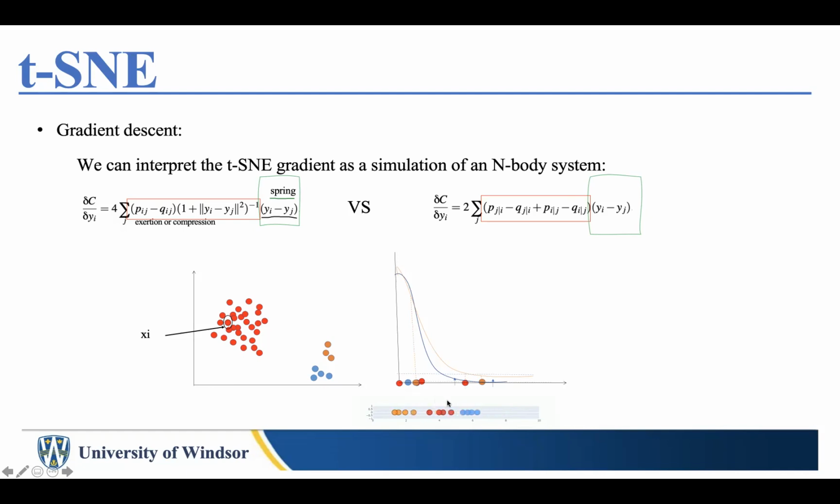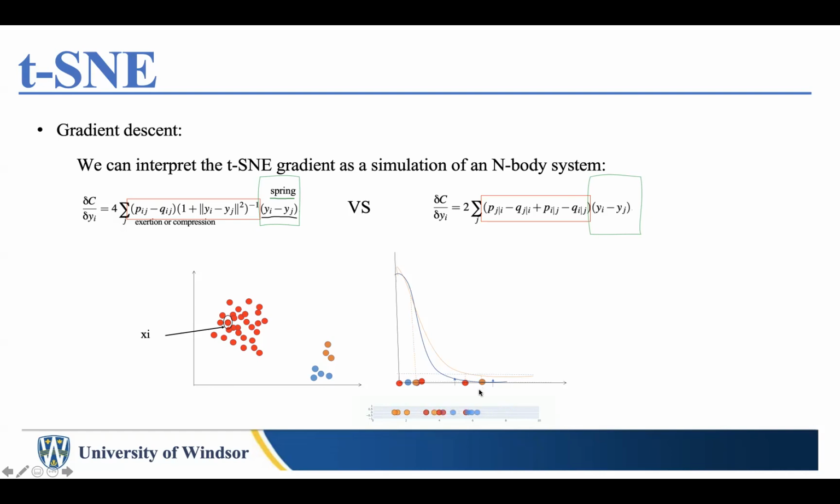If they have a high similarity both in the high-dimensional space and the low-dimensional space, let's say this red data point, then the exertion is positive and the force is small, which means Yj will attract Yi, but not so strong. If they have small similarity both in the high-dimensional space and the low-dimensional space, let's say this orange data point, it will exert a repulsion on Yi.